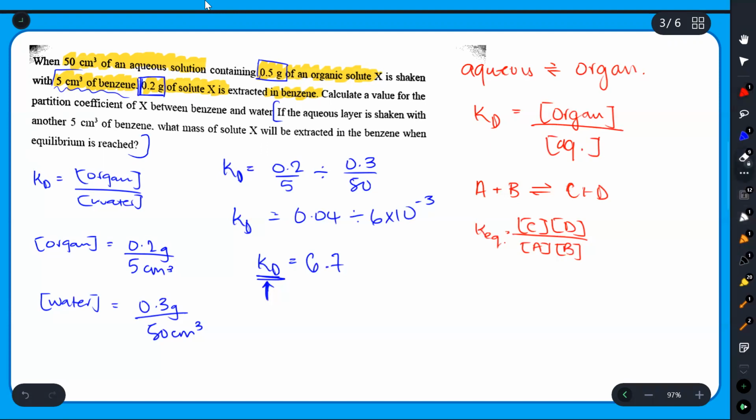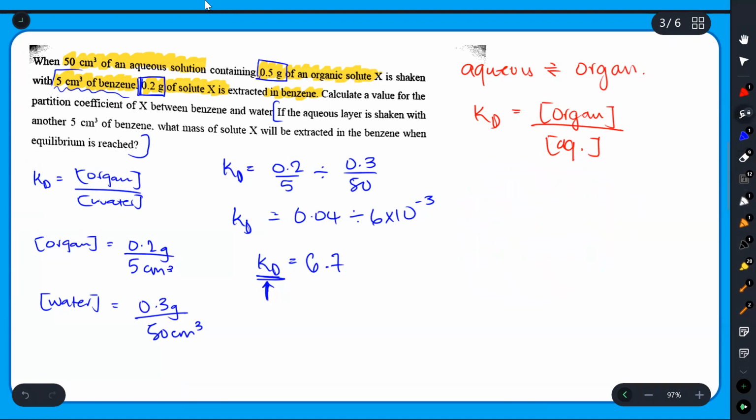So basically, this is the general case for all equilibrium equations or chemical equations. So it's nothing different for an equilibrium like this. It's just that the concentration of the organic solvent divided by the concentration of the aqueous layer is going to give you a new equilibrium constant called KD or KPC. And I hope you're focusing on the term constant. It is constant, so it doesn't change.